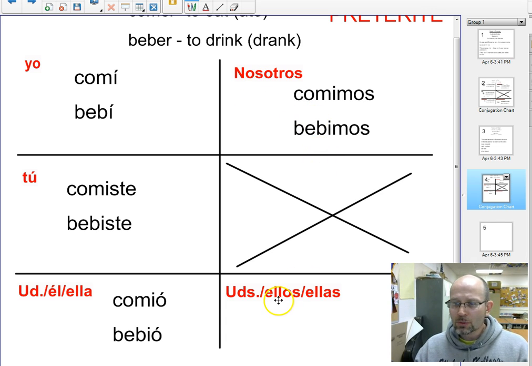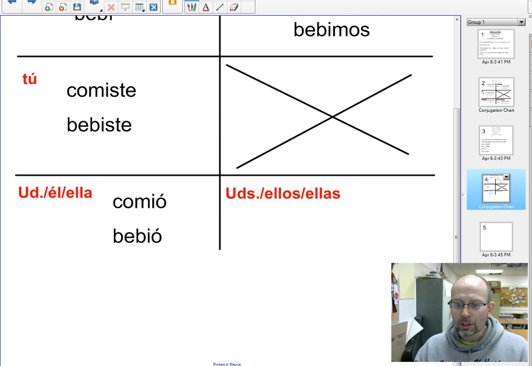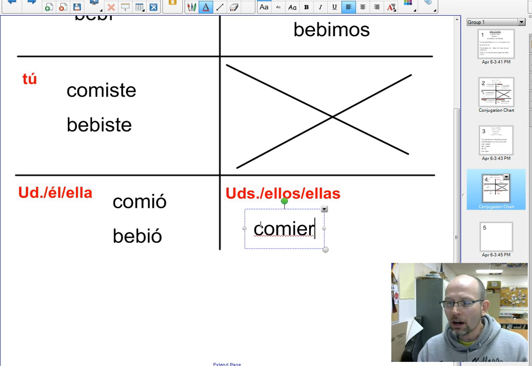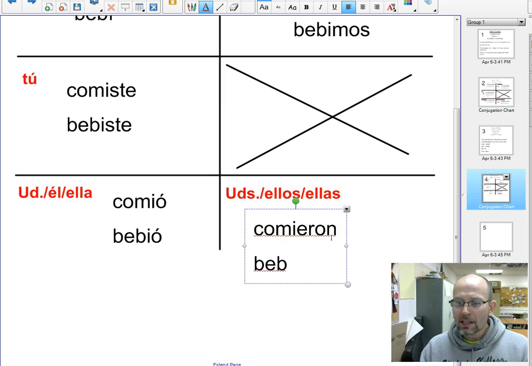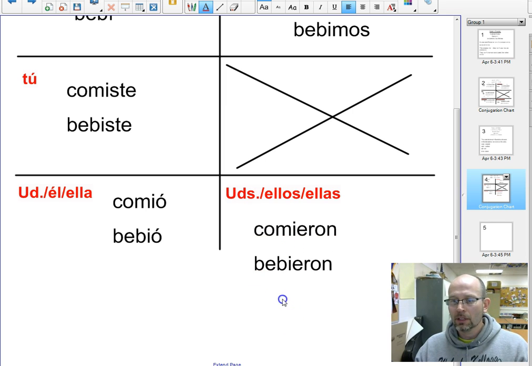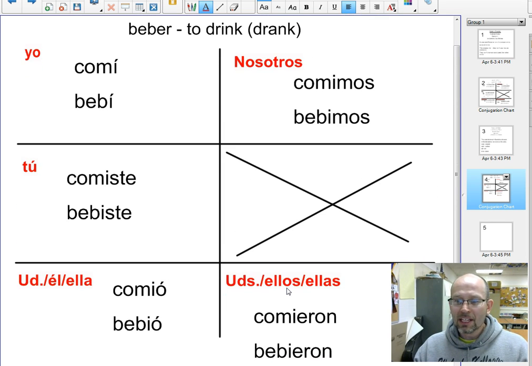Okay? And the last one is, how do you say they or y'all ate? Okay? So we will do that last one. They ate is comieron. I-E-R-O-N. Comieron. It's like, I-E sounds like ye. Comieron. And beber is bebieron. And it means they ate, or y'all ate, or they drank, or y'all drank. Okay? So these new 5 endings are completely new tense. Okay, so they're completely new. Now you're able to describe things that happened in the past.